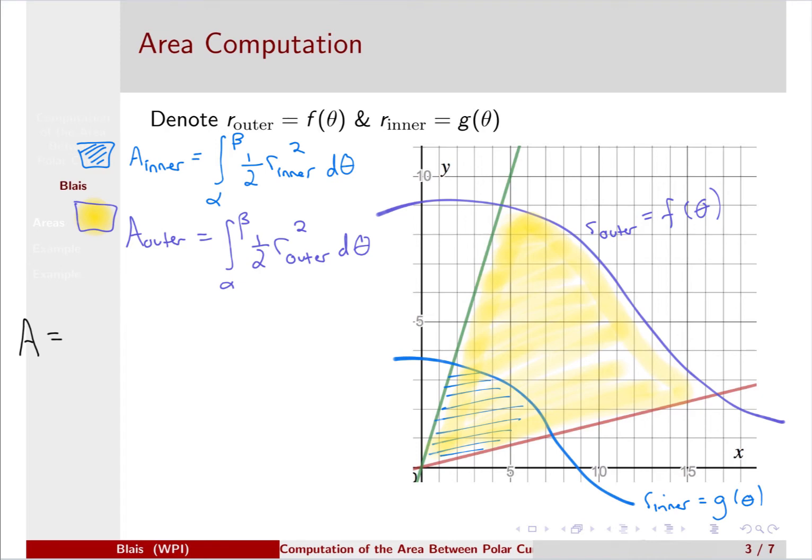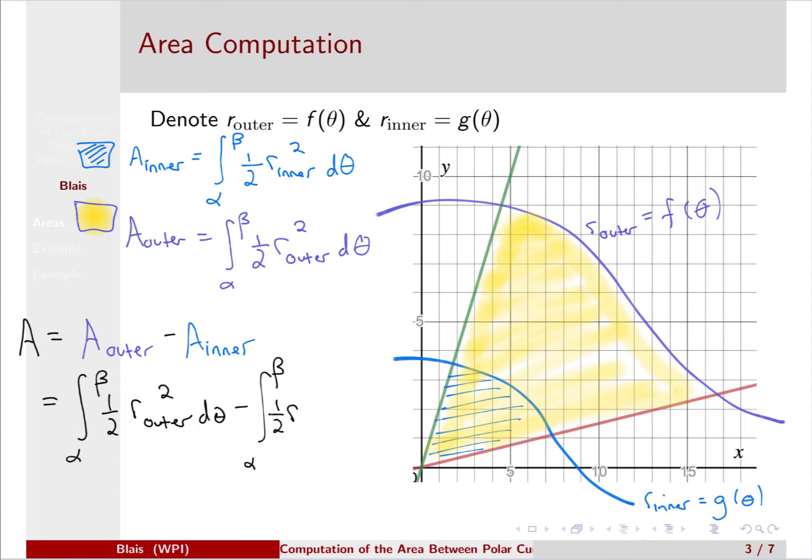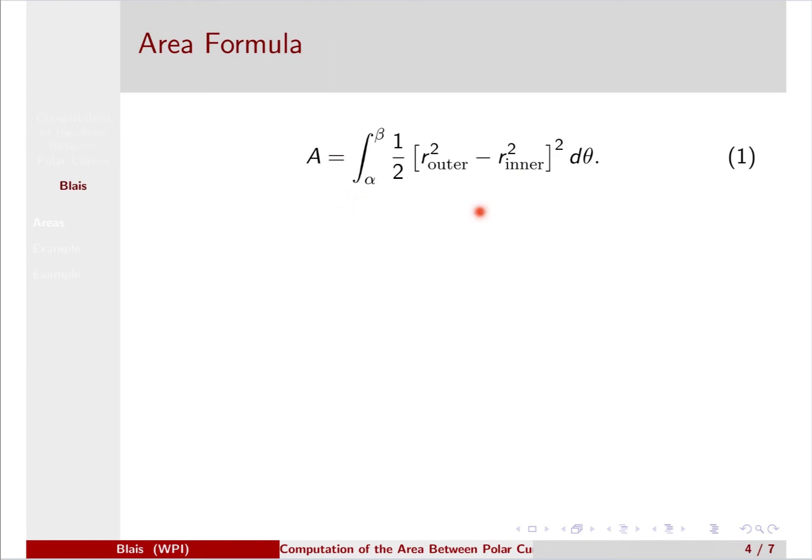The area that we seek is this A outer minus A inner, or the integral from alpha to beta of 1/2 r outer squared d theta minus the integral from alpha to beta of 1/2 r inner squared d theta. And using linearity of integration, we combine that difference of integrals into the integral of the difference, and we arrive at this formula for our area computation.